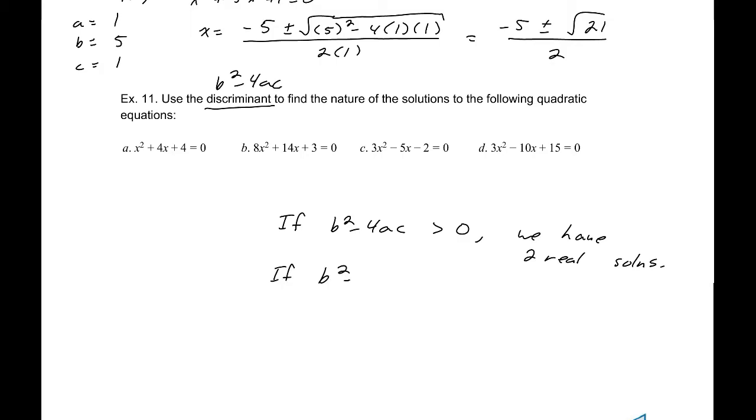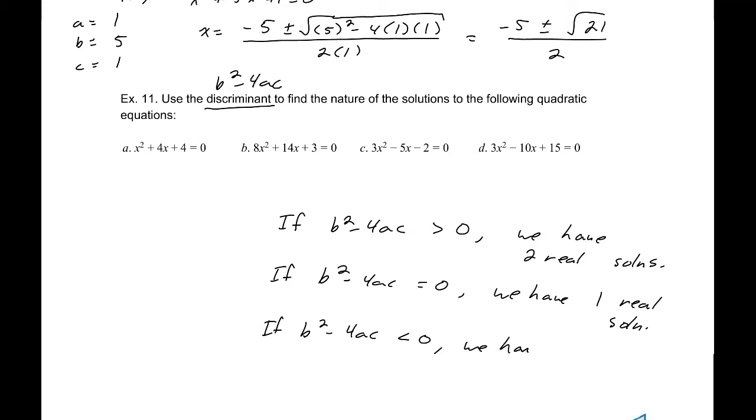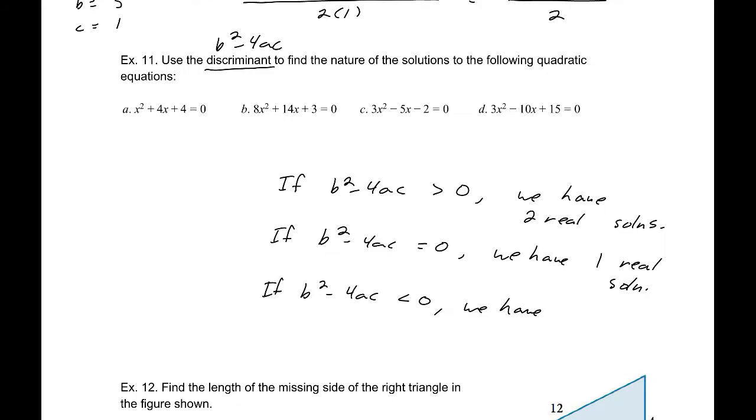If b squared minus 4ac is equal to 0, we have 1 real solution. And if b squared minus 4ac is less than 0, we have no real solutions. Now you might notice I'm specifically saying real solutions here because we can have complex solutions or imaginary solutions. So that could very well happen.